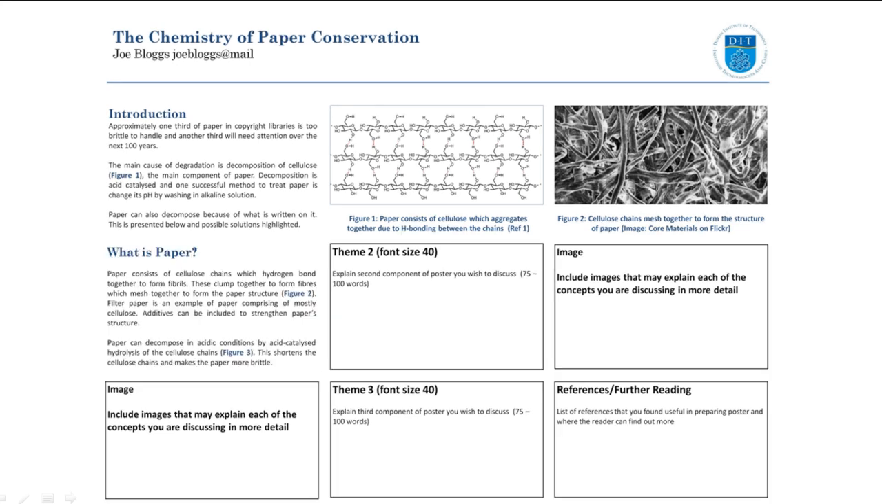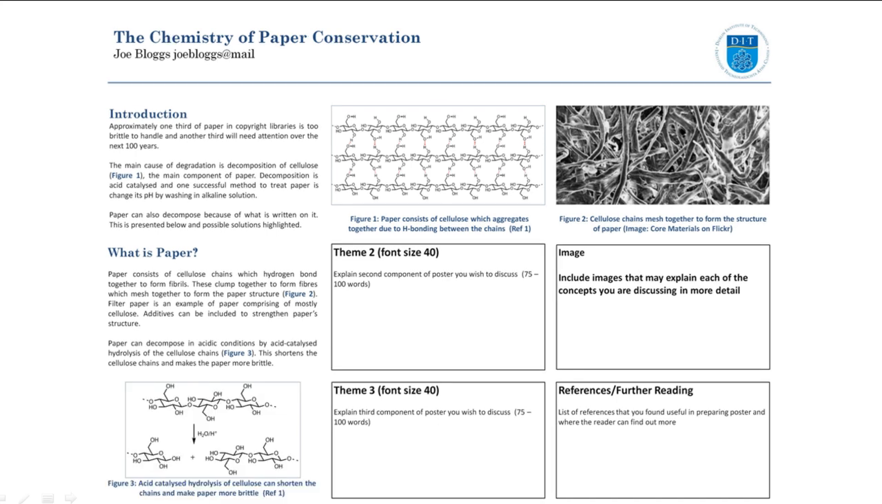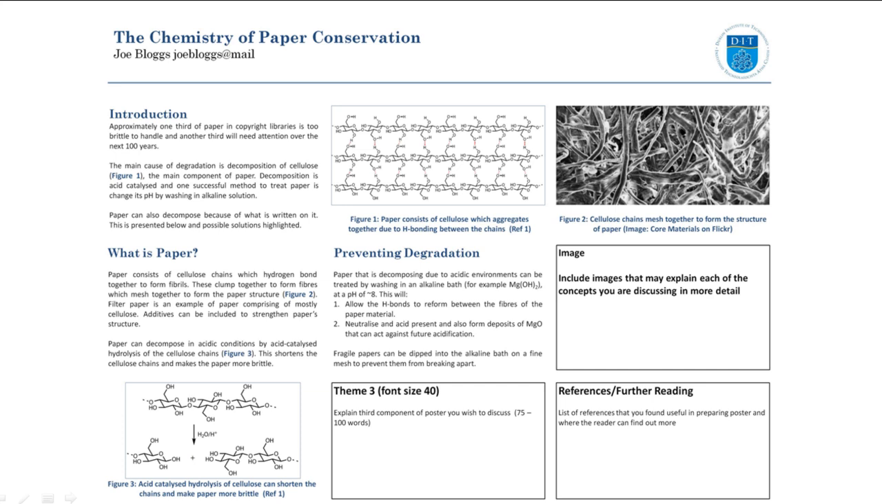The first theme we consider in this poster is to explain what paper is and how it degrades. For each theme, we provide a brief overview, explain the chemistry, and if possible, relate it to one of our images. Here we've added a second image to further explain this theme in a graphical manner. The second theme is describing how paper can be preserved. Again, we explain the chemistry involved.